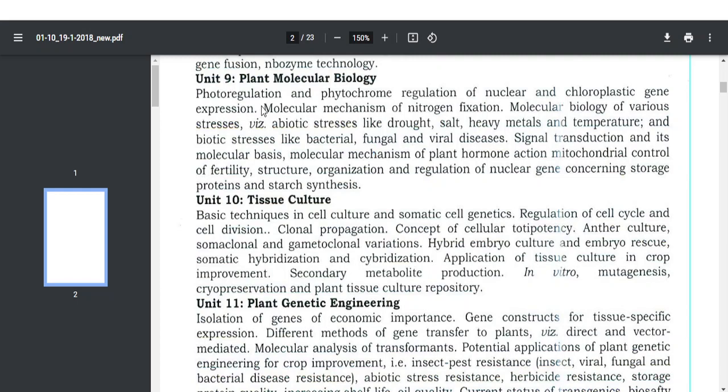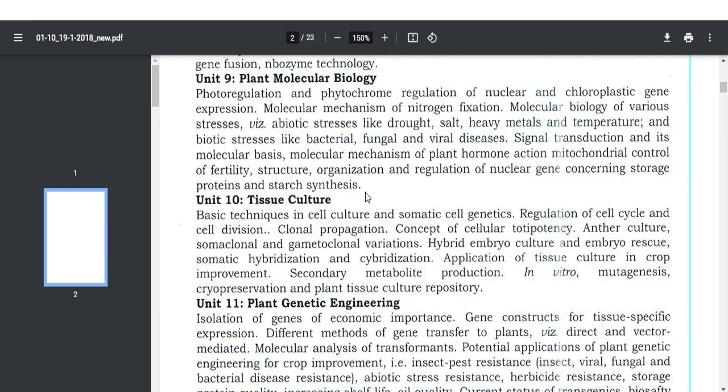First is regarding photoregulation, phytochrome, mechanism of nitrogen fixation, the biology of stress transduction, and types of plant hormones. At the same time, you need to know about cytoplasmic male sterility and the nuclear genes involved in starch and storage. For this you can refer to Taiz's Plant Physiology. It is a standard textbook, and even for the CSIR exam, many questions will be asked from the textbook only.